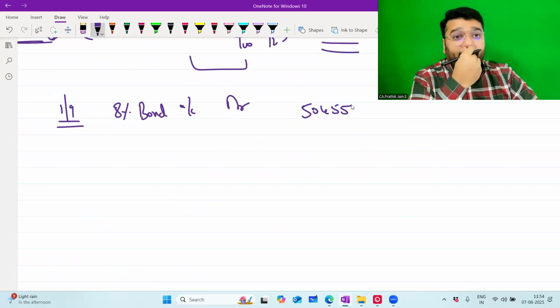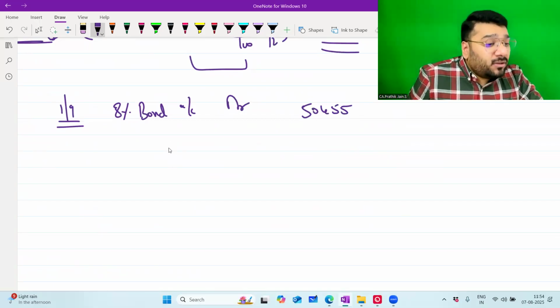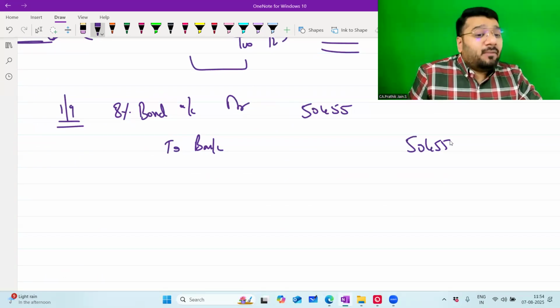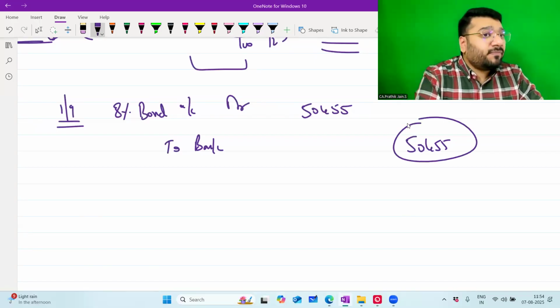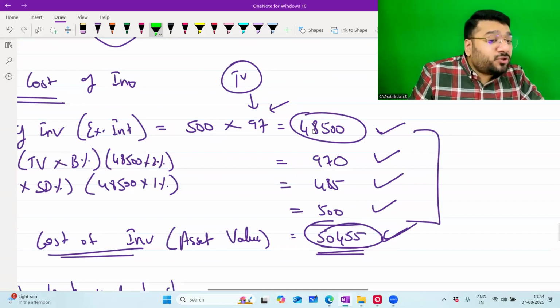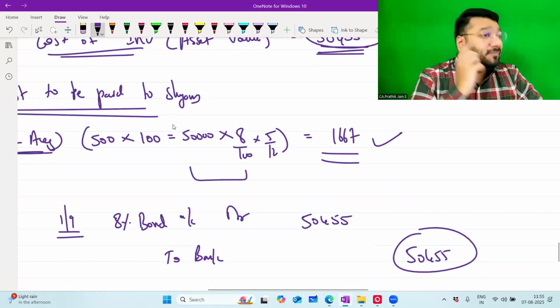Any problem? Apart from that, okay, this money you're paying. So can I say to bank? To bank, how much? 50,455. Do you think that by paying this 50,455 to Sham, and more specifically, you're paying only this much to Sham, will he transfer the bond to you? No. One more thing you have to pay.